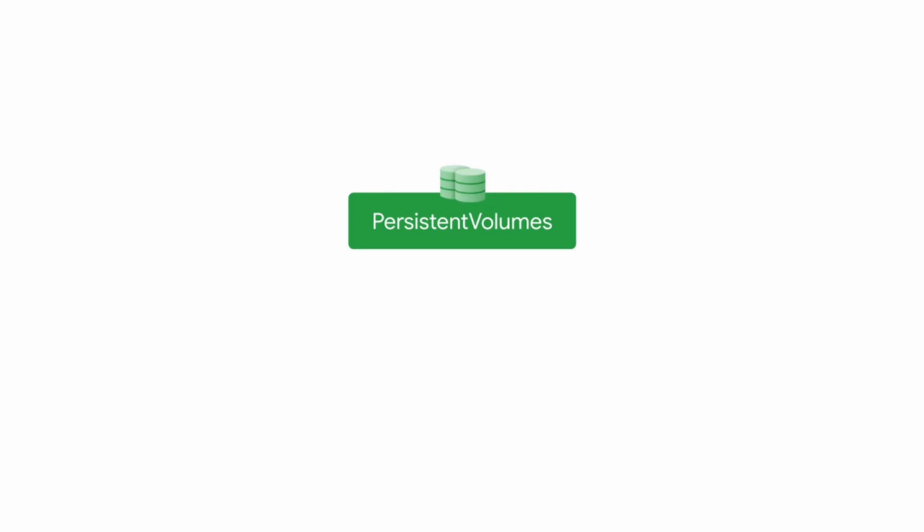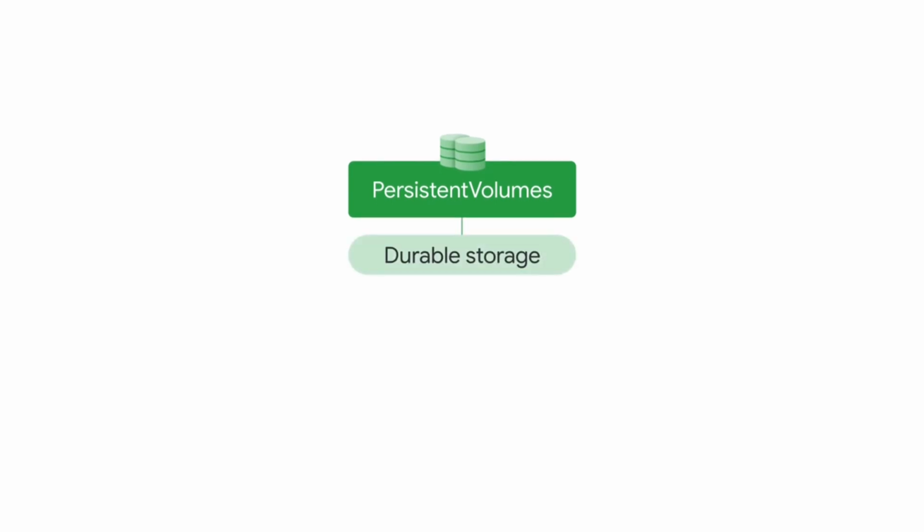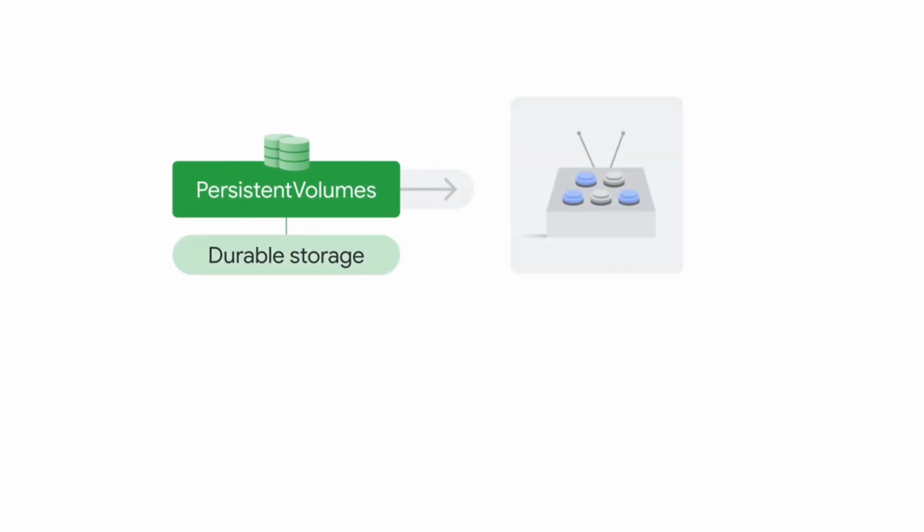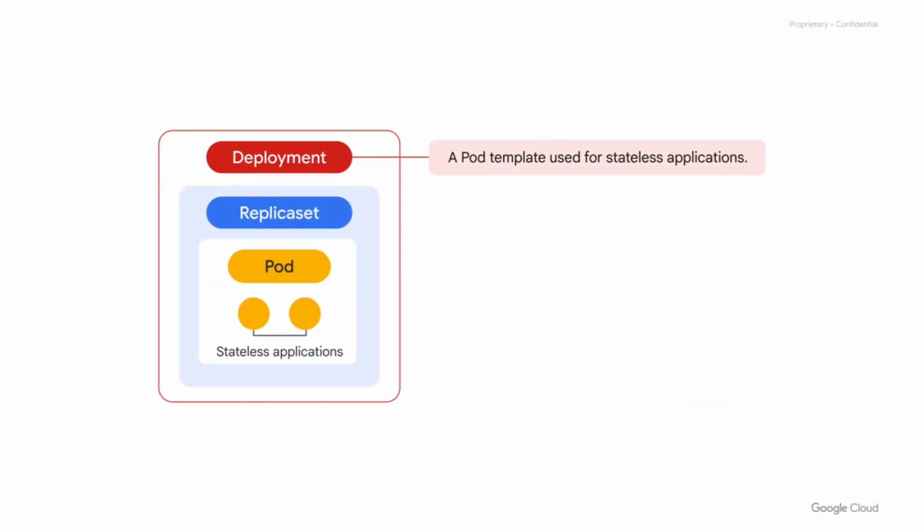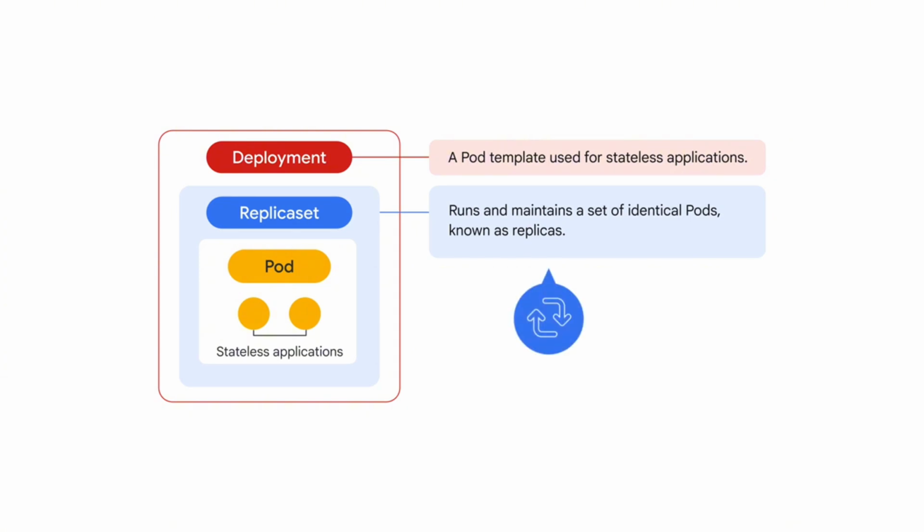Although persistent volumes provide durable storage for a pod, they can also be used for other controllers like deployments and stateful sets. A deployment is a pod template, typically used for stateless applications, that runs and maintains a set of identical pods, commonly known as replicas. These replicas need to attach and reattach to persistent volumes dynamically, which might cause a deadlock.